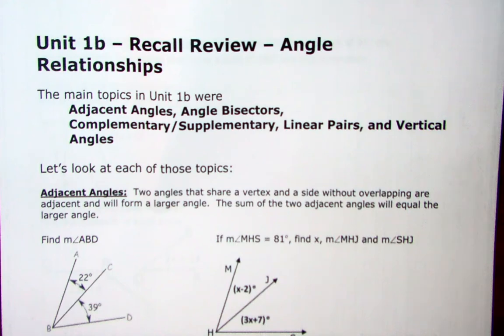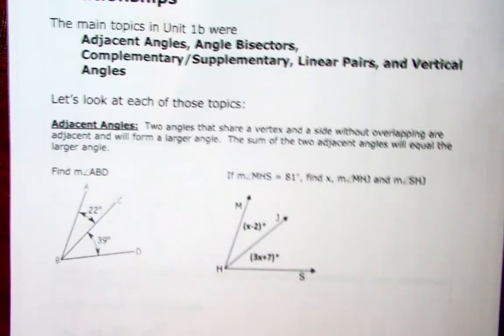In this video, we're going to start looking at Unit 1B and reviewing the main topics, which were adjacent angles, angle bisectors, complementary and supplementary angles, linear pairs, and vertical angles. We're going to start with adjacent angles.